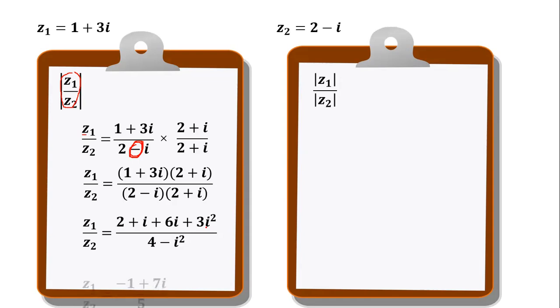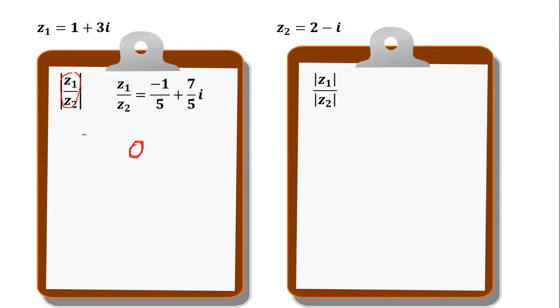After replacing i squared by minus 1, we will get that z1 over z2 is equal to minus 1 plus 7i over 5, which is the same as minus 1 over 5 plus 7 over 5 i. And here is the algebraic form of z1 over z2.